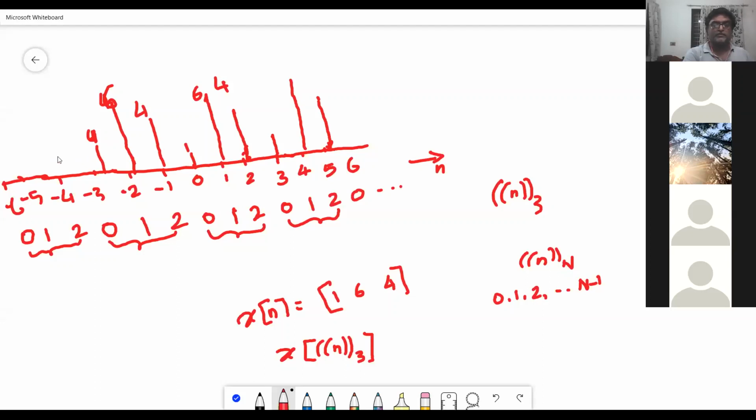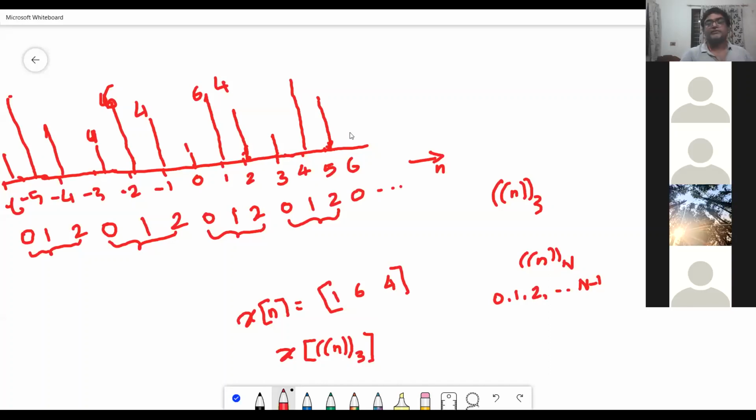So again you have what? 4, 6, and 1. So evidently x of n modulo 3 is a periodic signal. I hope you appreciate this. X of n modulo 3 is a periodic signal whose one period is the same as x of n. Is it clear? Is this clear?